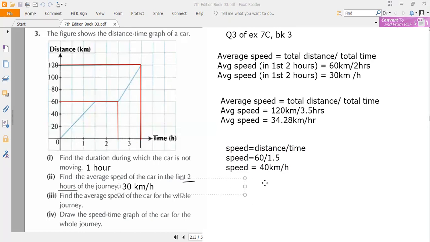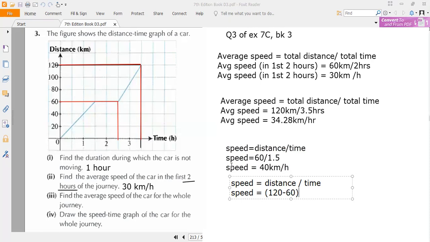Again, we know the speed formula: speed equals distance upon time. Now, how much distance is being covered? See, the body is ending at 120 and starting at 60. So 120 minus 60. First thing, distance: 120 is the total, the ending point, and 60 is the starting point.